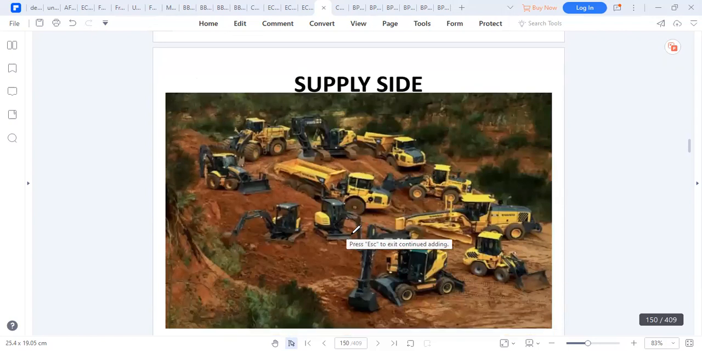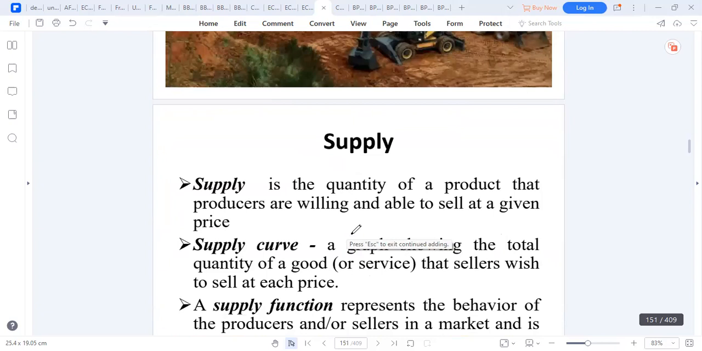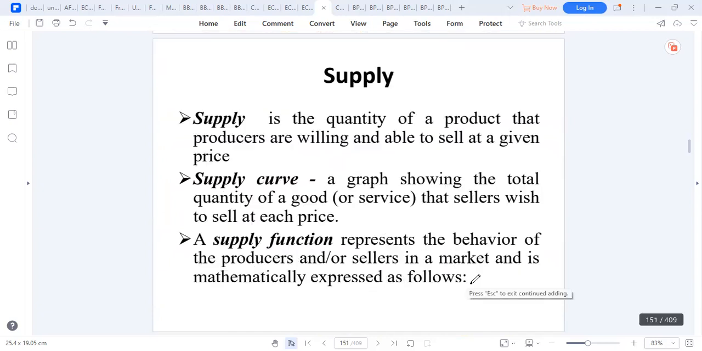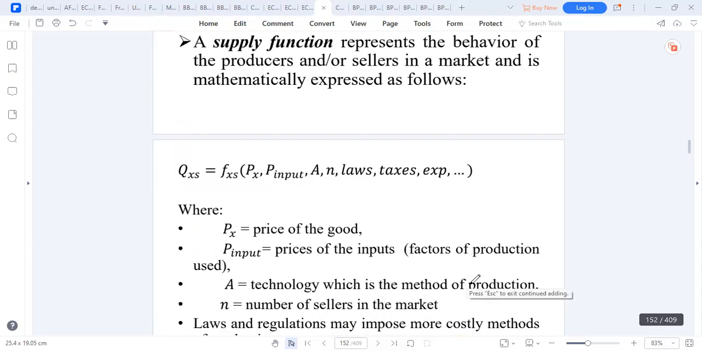On the other hand, supply. Supply is simply the quantity of a product that producers are willing and able to sell at a given price. The supply curve shows the total quantity of goods and services that suppliers or sellers wish to sell at a given price. The supply function presents the behavior of goods and services in a market, mathematically expressed as follows.